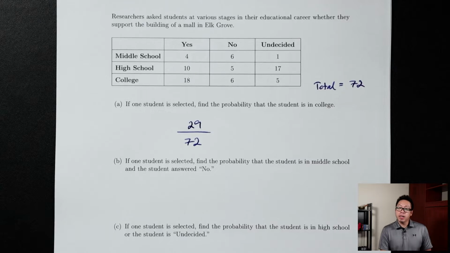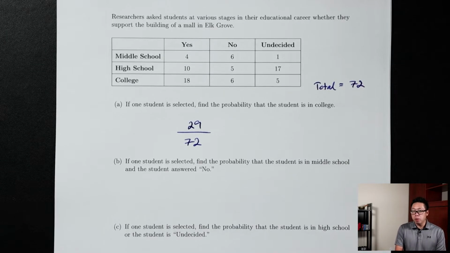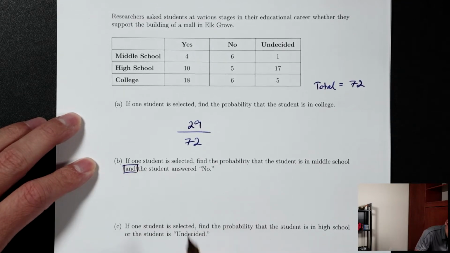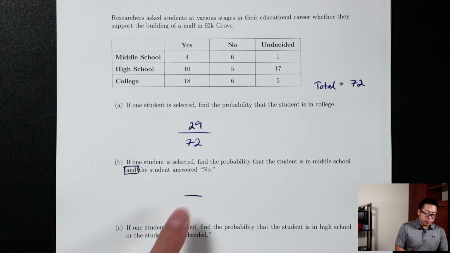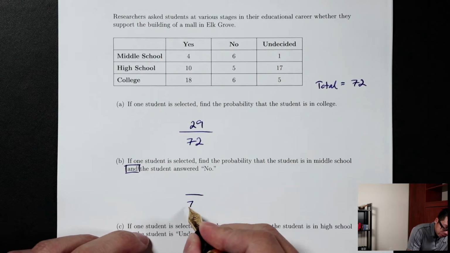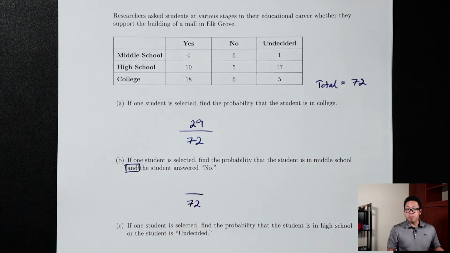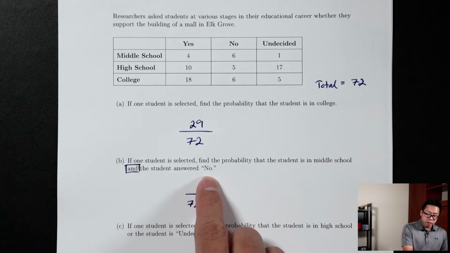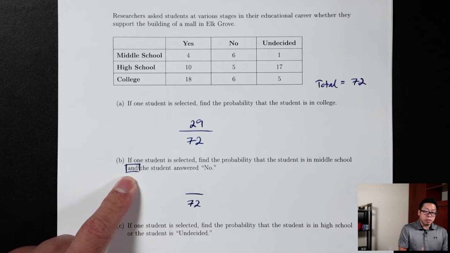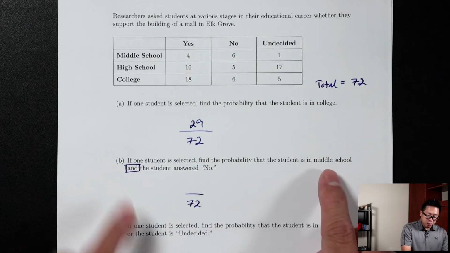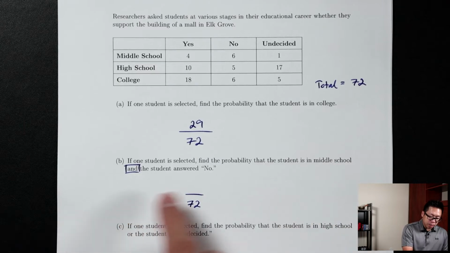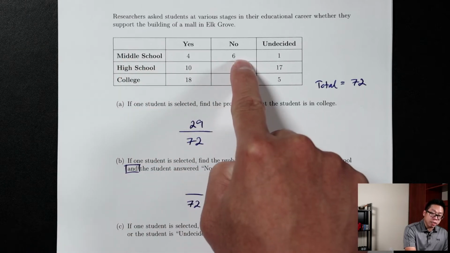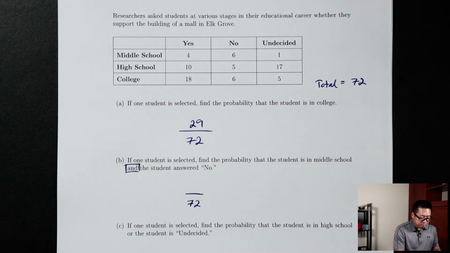Part B, if one student is selected, find a probability that the student is in middle school and the student answered no. Keyword here is the word and. So the bottom of our fraction is still going to be the total of everybody, which is 72. Now, and means at the same time. So I want the people who are in middle school and at the same time said no. As a hint for these table problems, ands should be a single number in the table. So how many people are in middle school and at the same time said no? That would be 6. So these 6 students are in middle school and at the same time they said no. So 6.